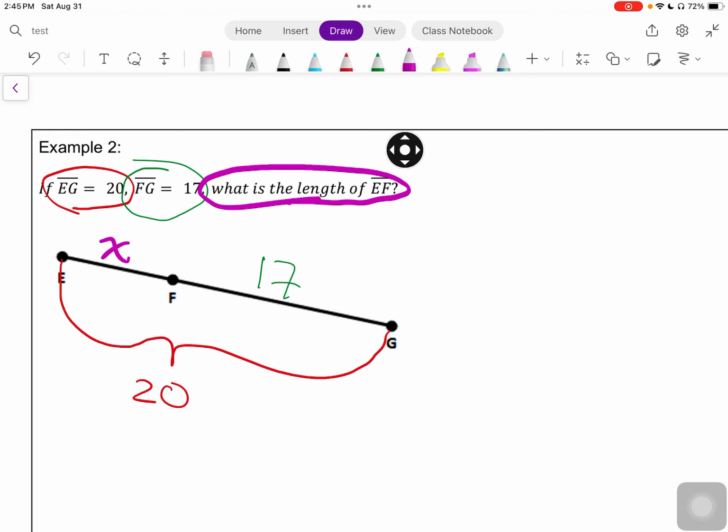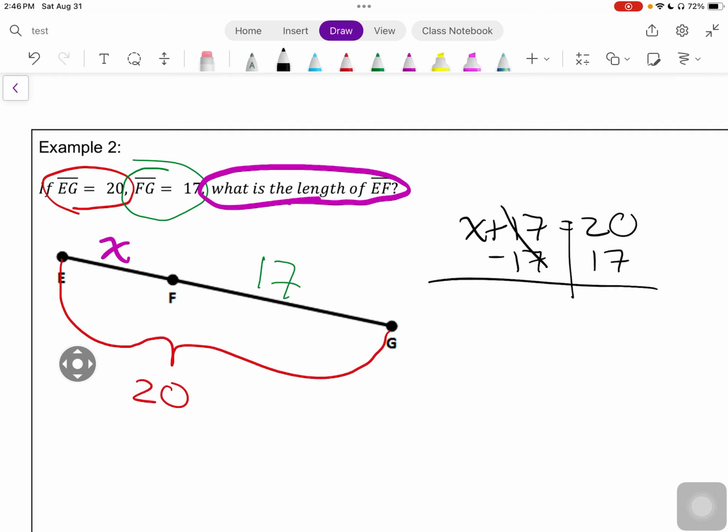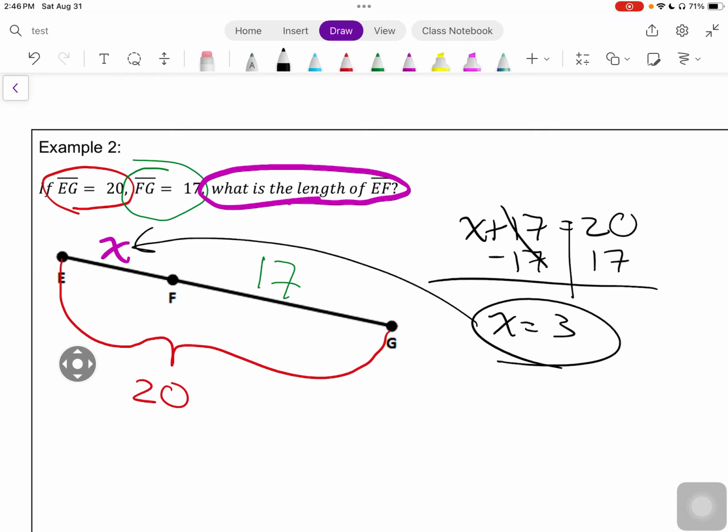Some of you probably already know the answer, but if you're still having a little trouble, again, these two smaller segments here are going to add up to the whole segment. So we're going to have x plus 17 equals 20. And then again, our algebra, subtract 17, and we get x equals 3. And that's really it for example 2.